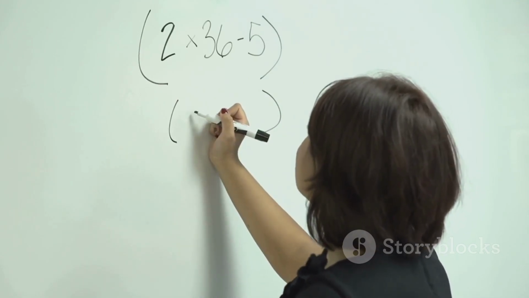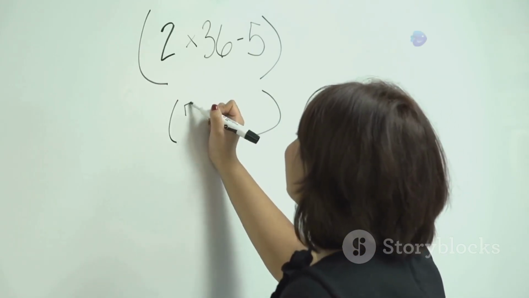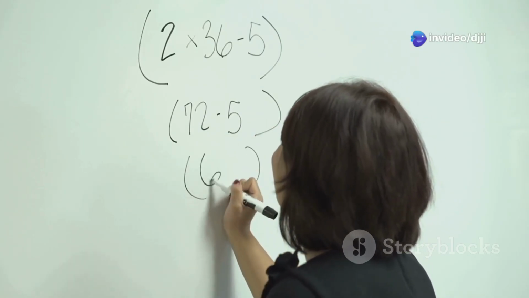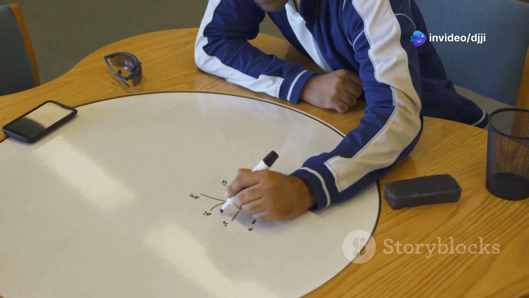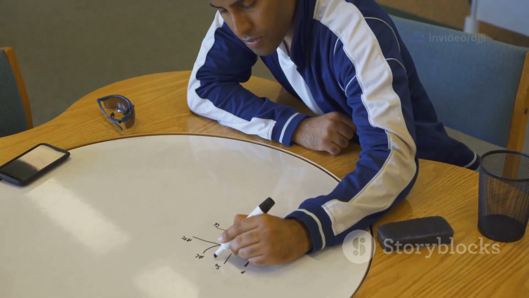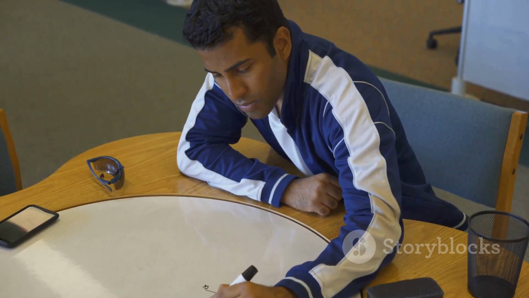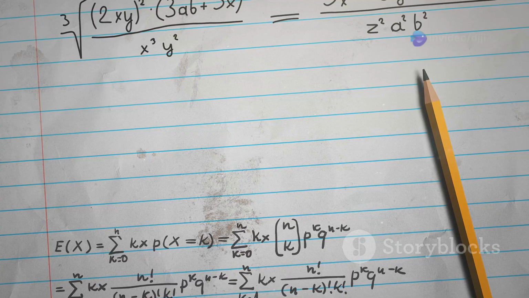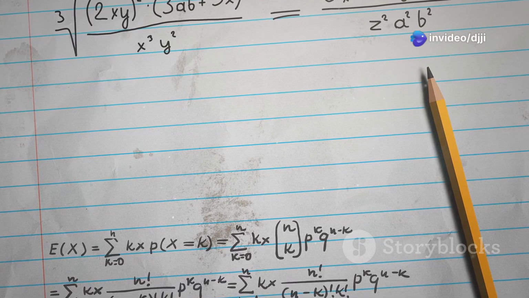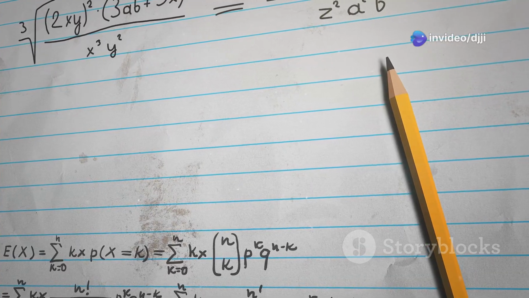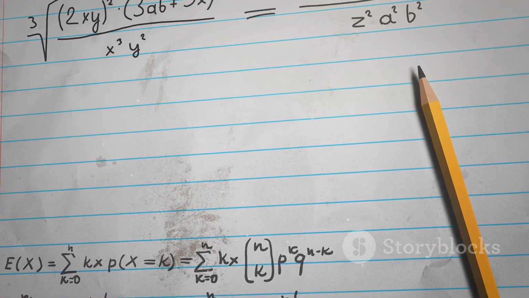Now, if you want to know how to rationalize the denominator of the expression 5 divided by the square root of 3, here is the solution. To rationalize the denominator of the expression 5 divided by the square root of 3, we multiply both the numerator and the denominator by the square root of 3. This gives us 5 times the square root of 3 divided by 3. Thus, the rationalized form of the expression is 5 times the square root of 3 divided by 3.